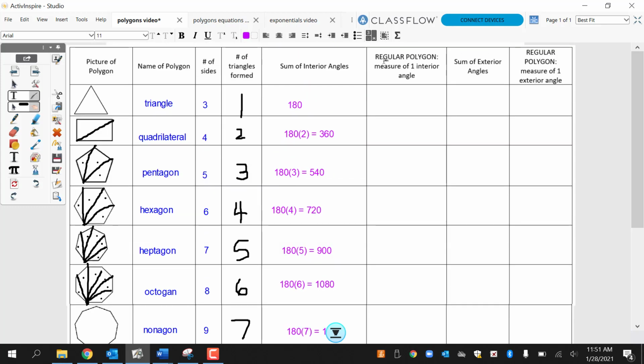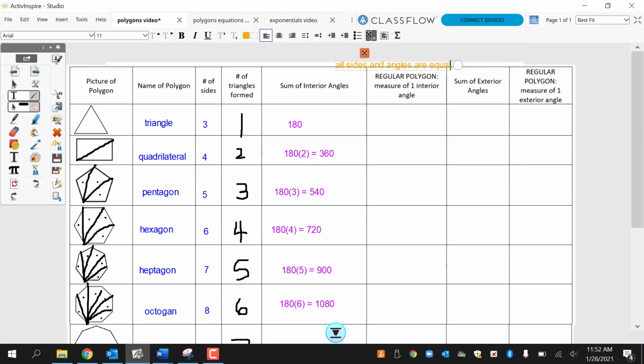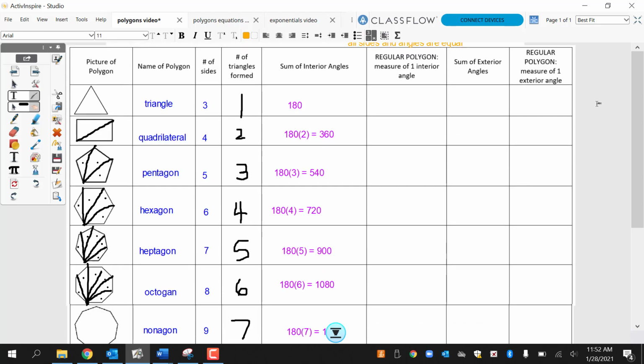Now we're going to talk about what a regular polygon is. If this is a regular polygon, what does that mean? Regular means that all the sides and all the angles are equal. So where are we going to put that? We're going to put that up there. All sides and angles are equal.